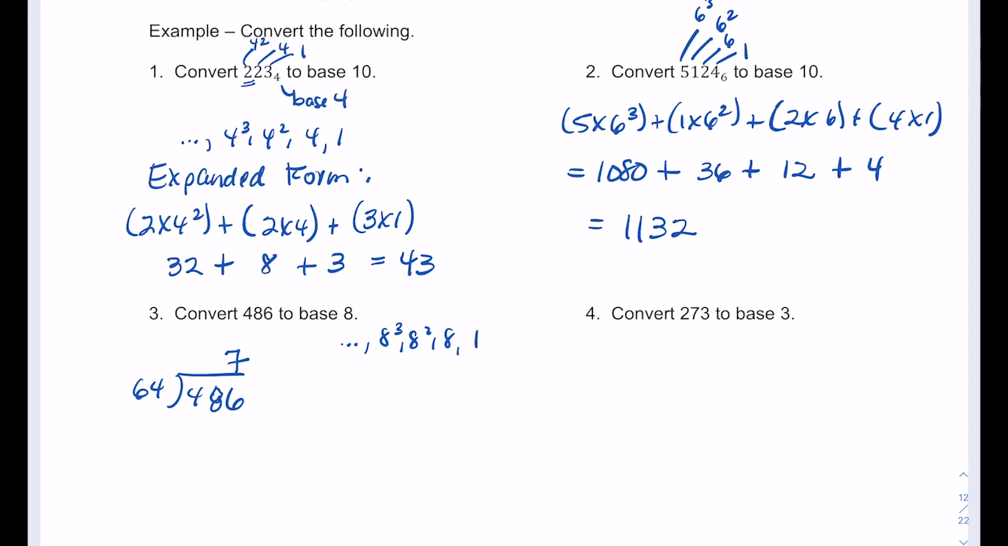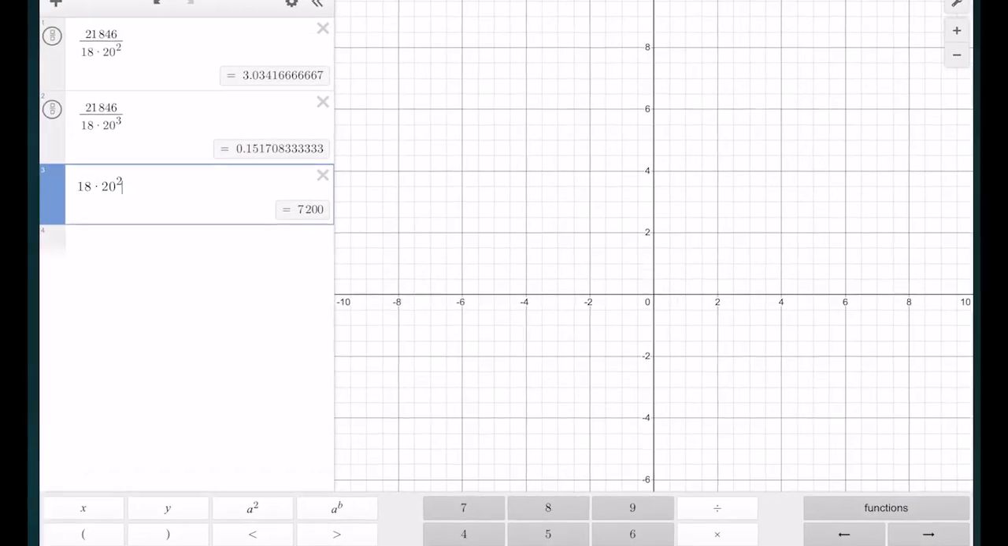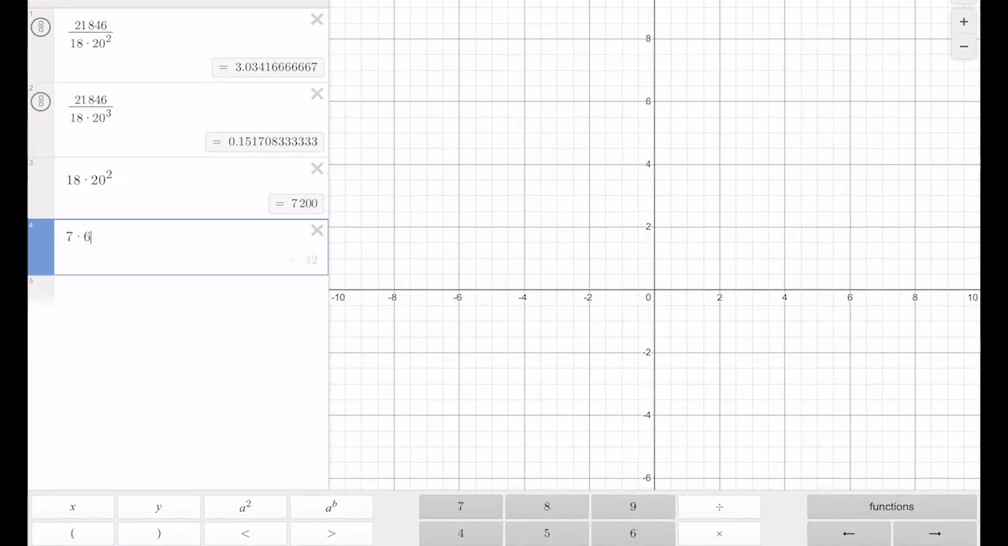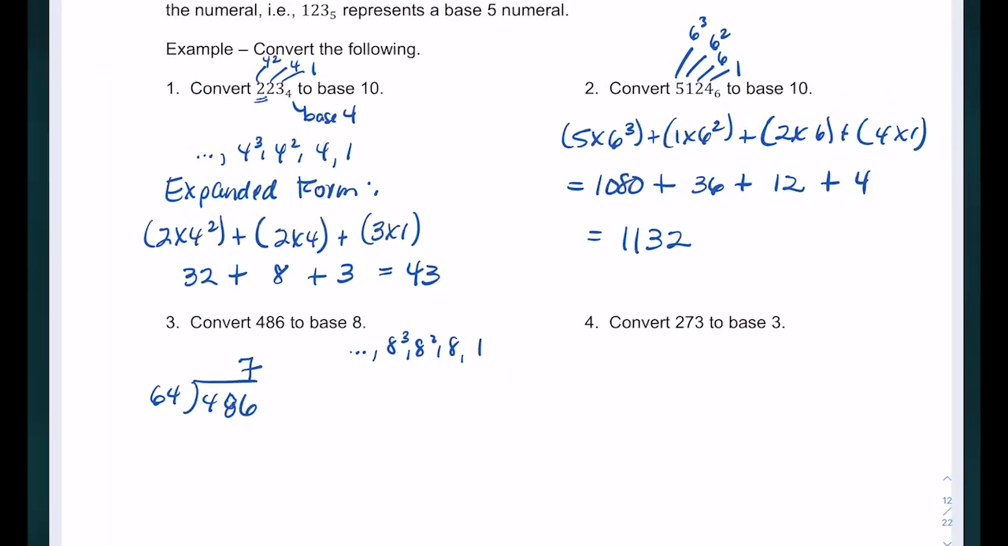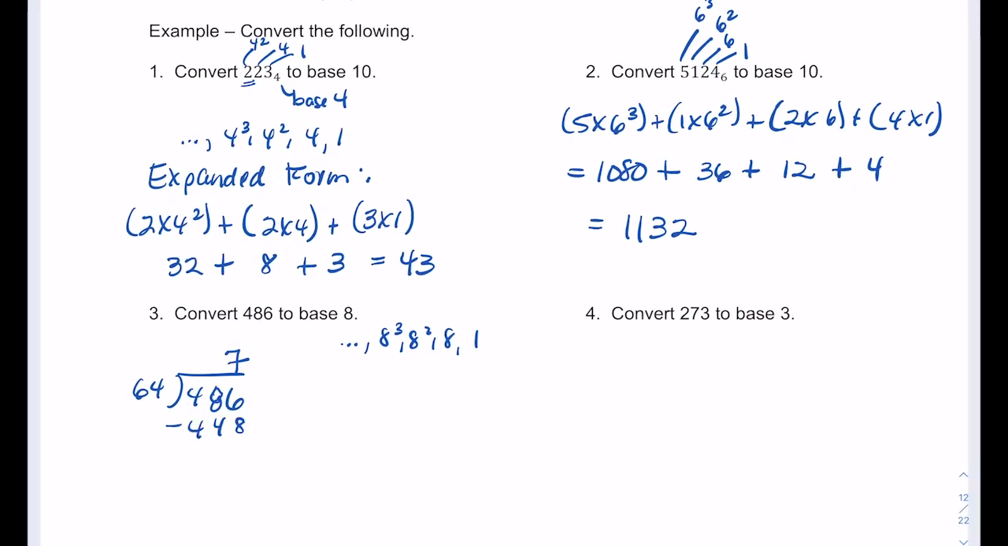7 times 64 is 448. Now when I subtract these, I get 38. That's my remainder. Remember, this means you've got 7 groups of 8 squared and 38 units remaining. So am I finished? Well, I've got to look and see, since I started with 8 squared, does the next power divide into 38? Yes, it can, so you're not finished.